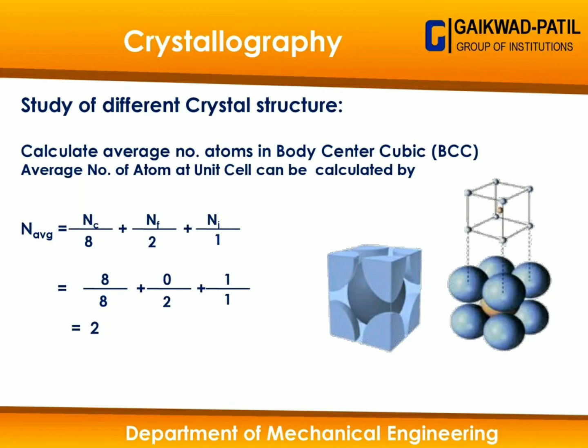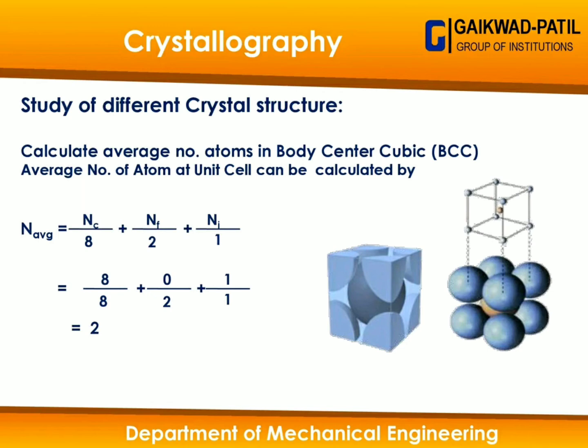So when we put in the values for the body centered cubic crystal structure, where one atom lies inside the unit cell, or interior of the unit cell, right? So Ni value is 1. 8 atoms occupy the corners of a unit cell, so 8 divided by 8, plus there is no face atom present in this body centered cubic crystal structure, so consider 0, equals 2.